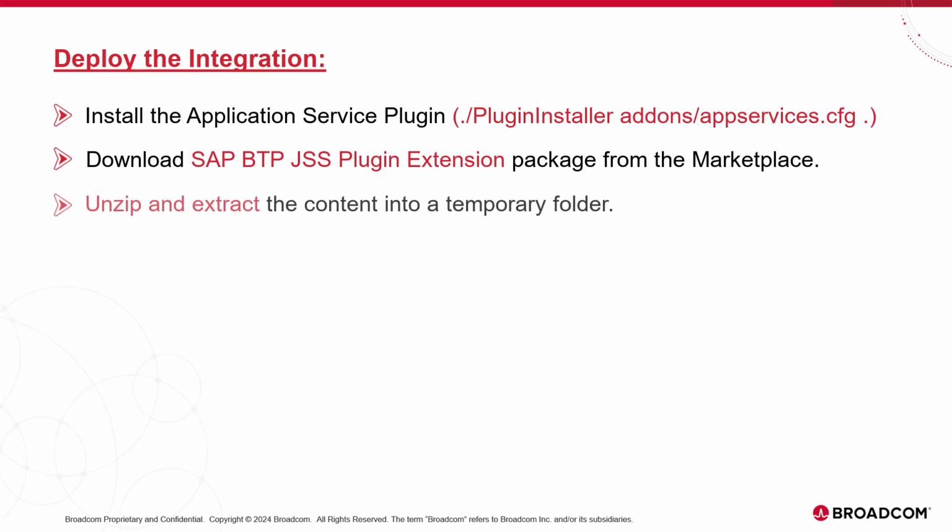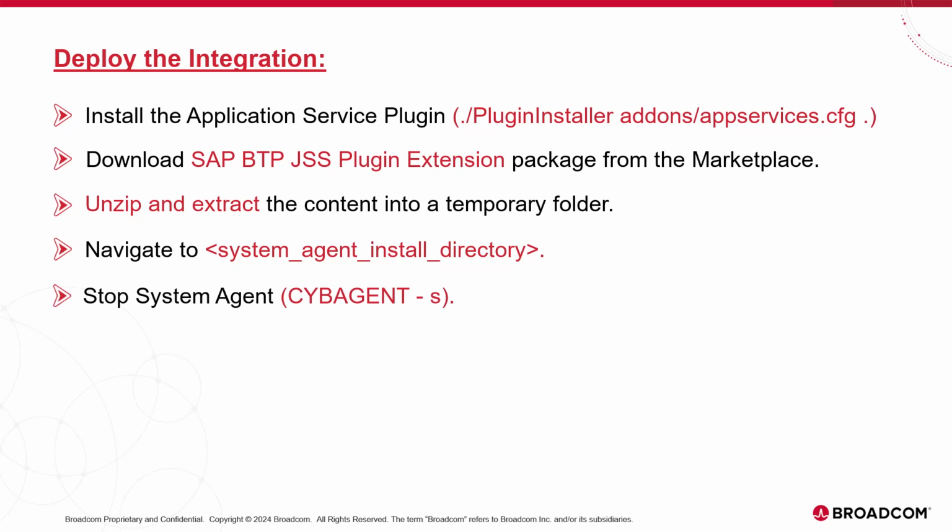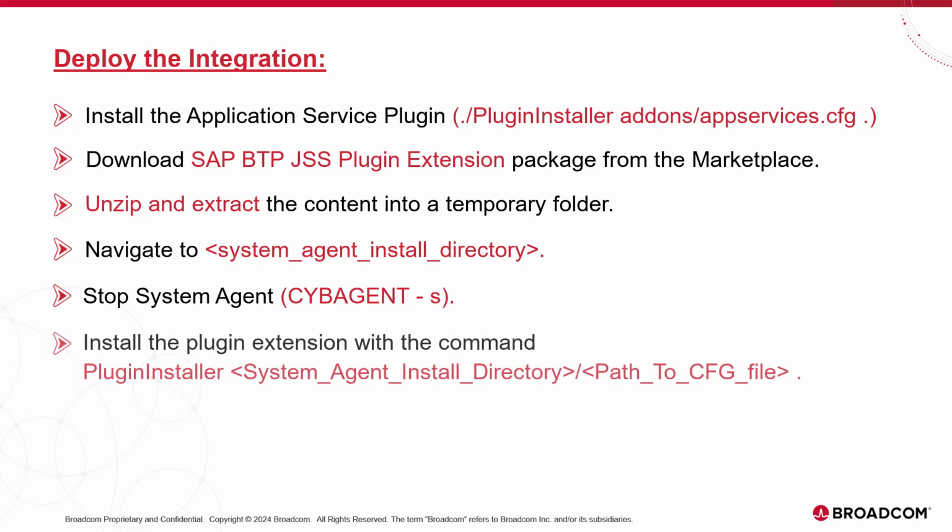Unzip the package and extract the content into a temporary folder. Navigate to System Agent Install Directory. Next, we must stop the system agent with the CYB agent -s command. Install the plugin extension with the command plugin installer, system agent install directory /path to CFG file. Now, restart the system agent with the CYB agent -a command. Remember, this integration uses SAP JSS Public REST API.